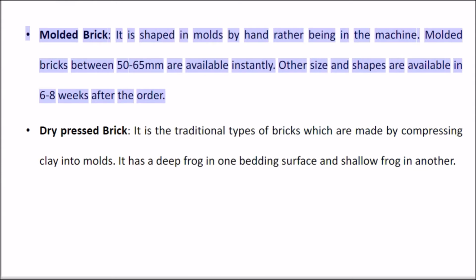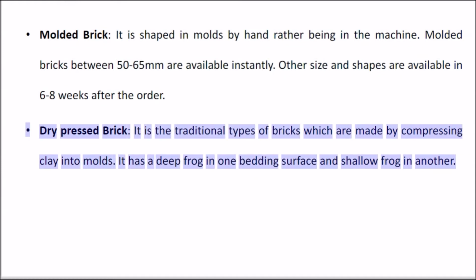Molded brick. It is shaped in molds by hand rather than by machine. Molded bricks between 50 to 65 mm are available instantly. Other sizes and shapes are available in 6–8 weeks after the order. Dry pressed brick. It is the traditional type of brick, made by compressing clay into molds. It has a deep frog in one bedding surface and a shallow frog in another.